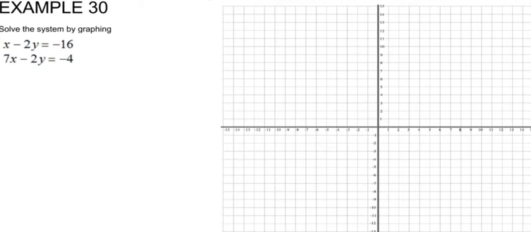Example 30, solve the system by graphing. Again, the first thing to notice is that the two equations are not in slope-intercept form, so it's difficult to graph them. We have to get them in slope-intercept form.